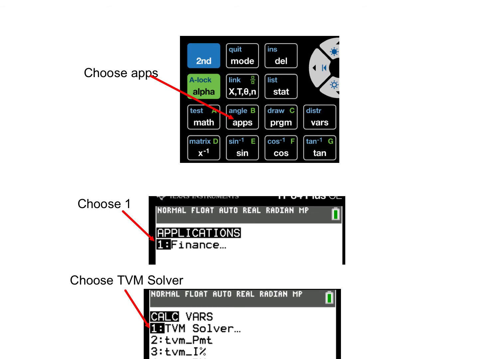The first button you're going to want to click is this one for apps. And if you had a whole bunch of different applications, where would you put your best ones? Well, at the very top of the menu, right? So you click on the first one. If you hit the one button, or you arrow and hit enter on the one, that'll allow you to get into the finance apps.